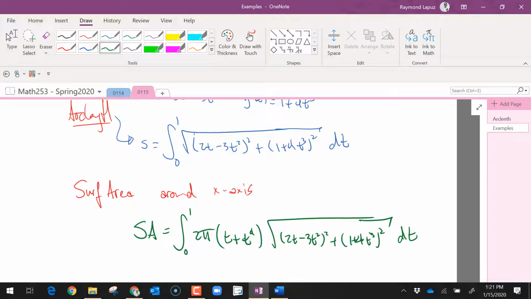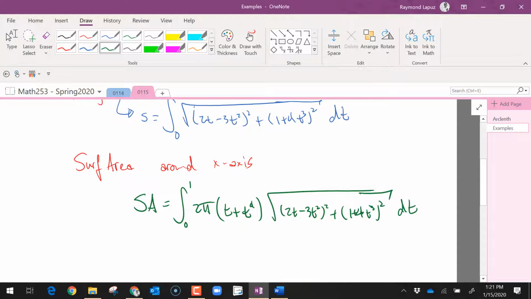So right now we're just plugging stuff into formulas and using a computer to calculate. All right, any questions? Now, if you're rotating around the y-axis instead of the x-axis, can you imagine how the formula is going to change? X instead of y. And the arc length is still going to be the arc length. So think about that, process it, make a note for yourself.